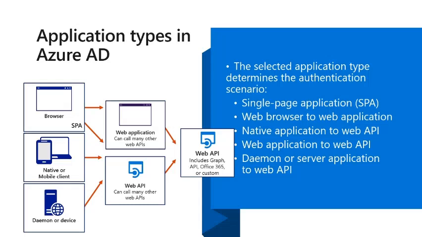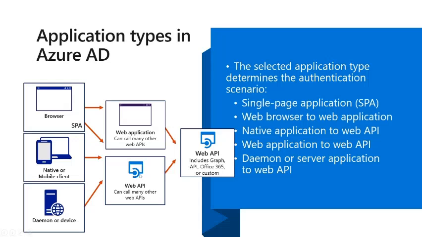Daemon or server application to web API. A daemon application or server application with no web user interface needs to get resources from a web API secured by Azure Active Directory. So there are 5 scenarios where you can use Azure Active Directory.